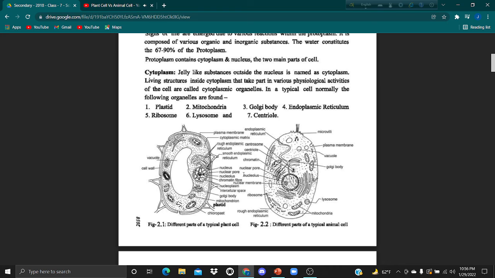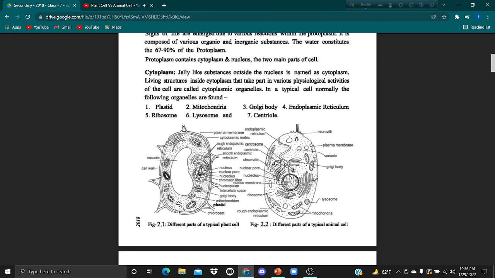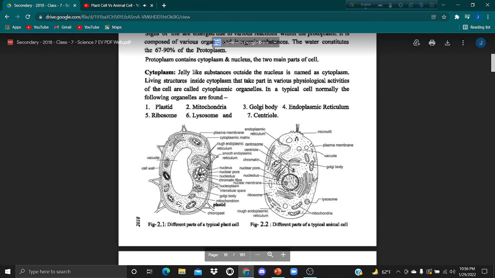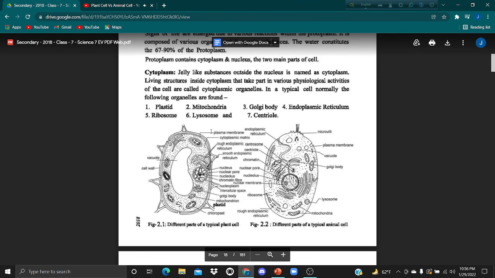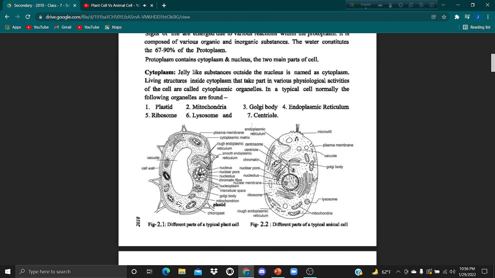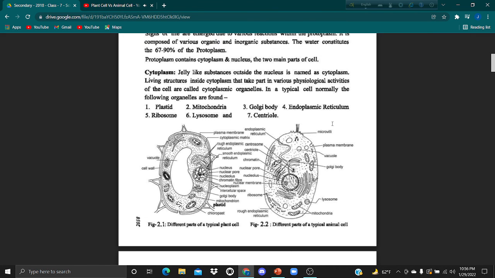Okay, now your homework will be to try to draw two cells and label the organelles of the cells and write down the difference between plant and animal cells and present it in your homework copy. Okay, and this is all for today's class, and we will discuss lessons 3 to 5 in our next class.